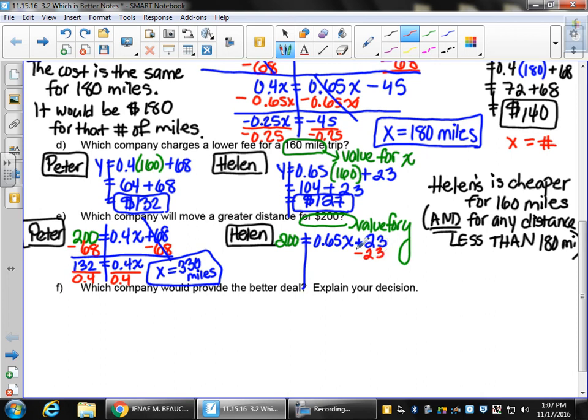I'll subtract 23 from both sides. $200 minus 23 is 177 equals 0.65x, because that's gone. To finish this up, we'll divide both sides by 0.65. 177 divided by 0.65. I got x equals 272 miles.